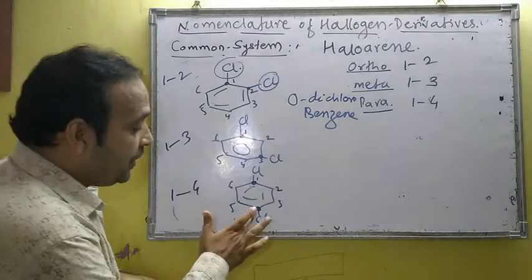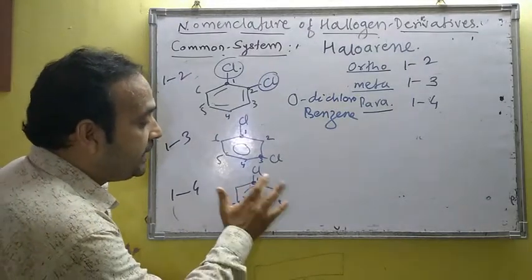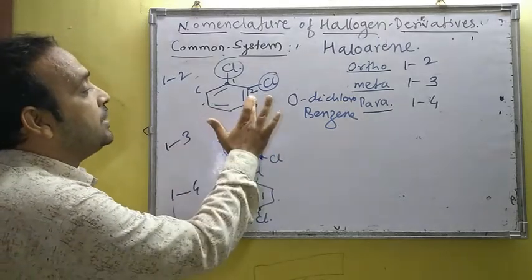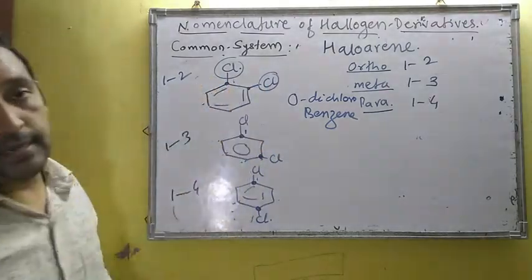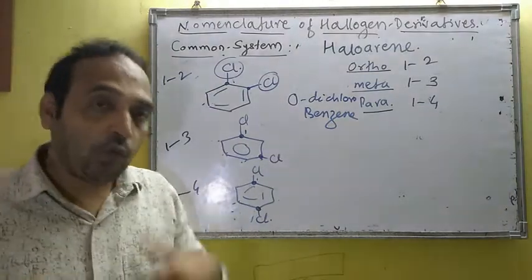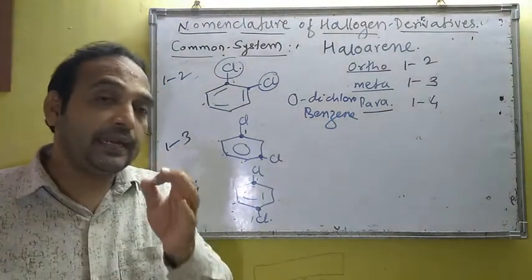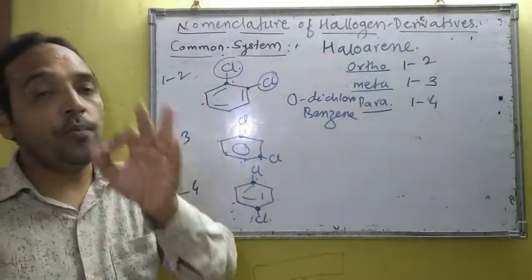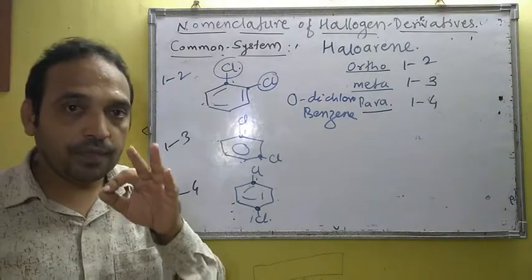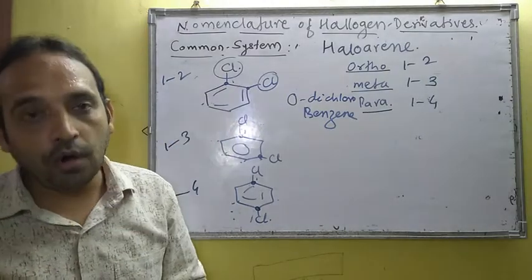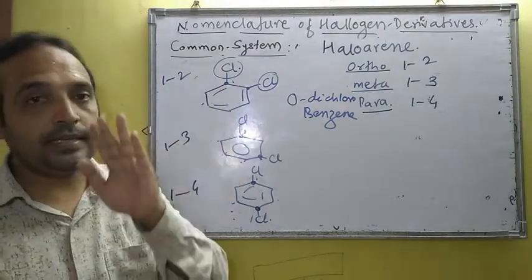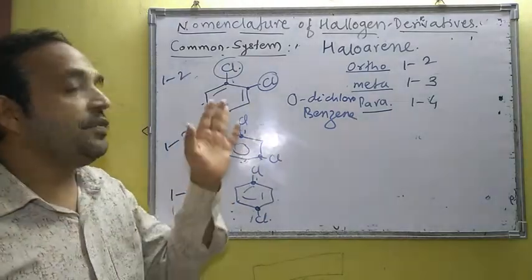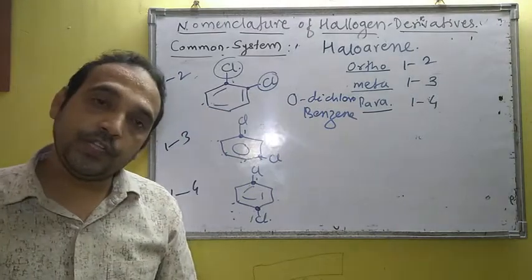Now actually this numbering is used in IUPAC nomenclature. Just for our convenience, to remember the ortho, meta and para positions, we covered this method. So this is the common system of halogen derivatives, whether it is alkane, alkene, alkyne or aromatic compound. Different examples are there in your textbook. Just go through it.